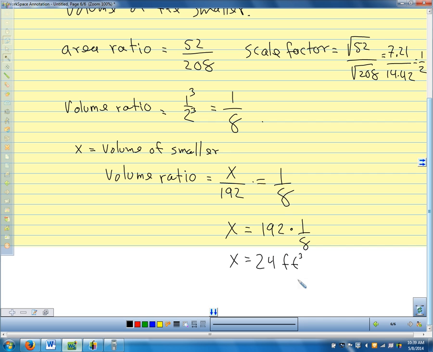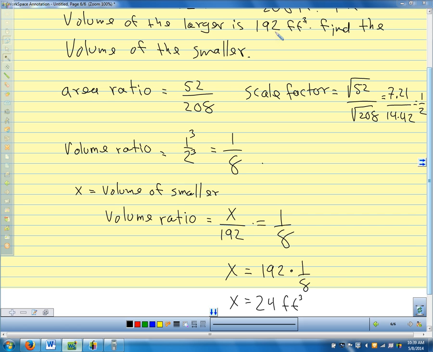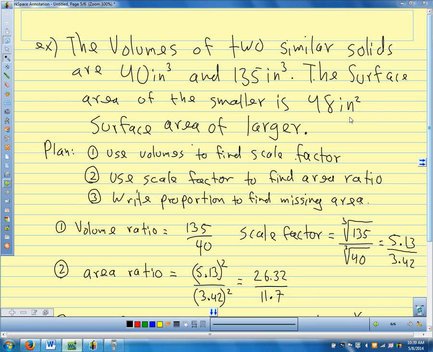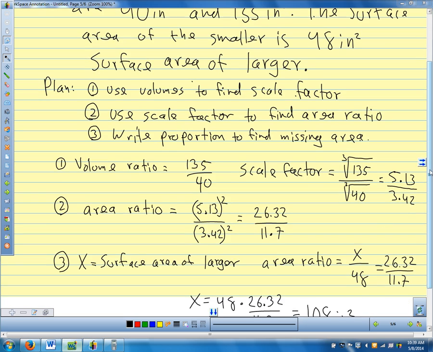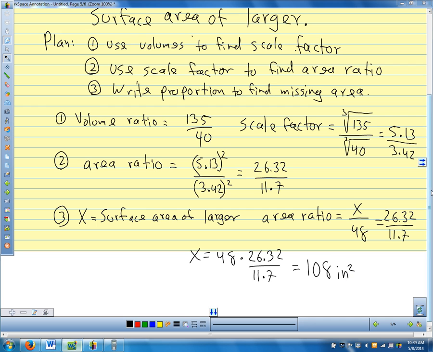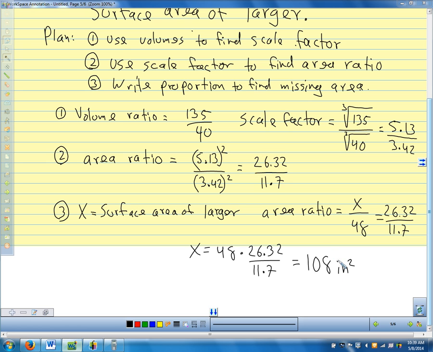Now a couple of ways that you can check your work here. We were finding the volume of the smaller solid. If our volume turned out bigger than the volume of the big solid, we would know we'd made a mistake. You have to get a smaller volume than the solid. So that's the way we check our work. Same thing we did over here. We were looking for the surface area of the larger. It has to turn out bigger than the surface area of the small one. Well, the surface area of the small one is 48. So if we got something smaller than 48 for the larger solid, we would know that we made some kind of mistake.